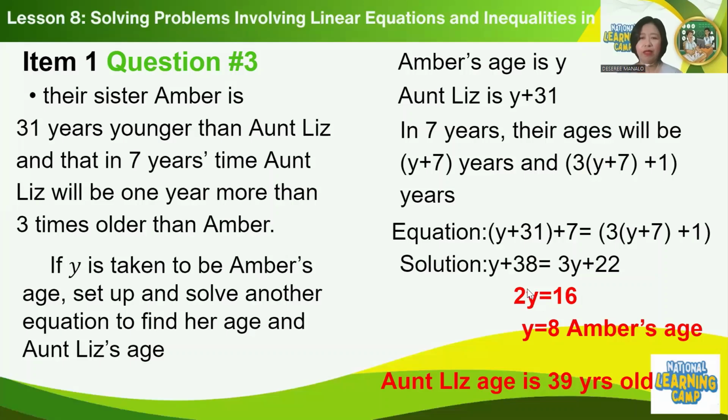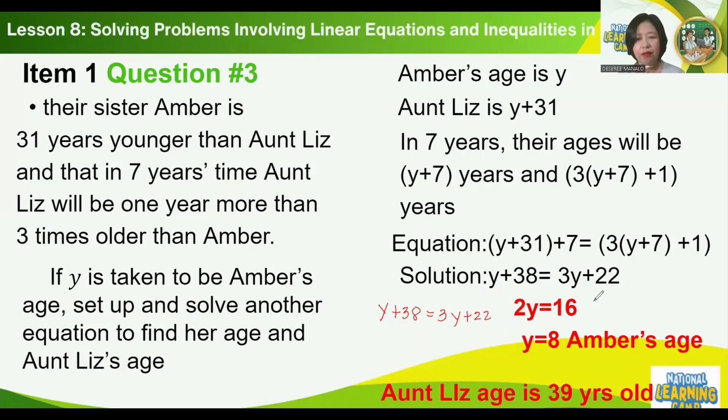Okay, so 2y. Why 2y? It is said here 3y minus y. And then 38 minus 22. If you transfer to the left and to the right, you will change the sign. You can use the addition property of equality. How did we get to y equals 16? From this equation, bring down y to the left side and then use the addition property of equality.